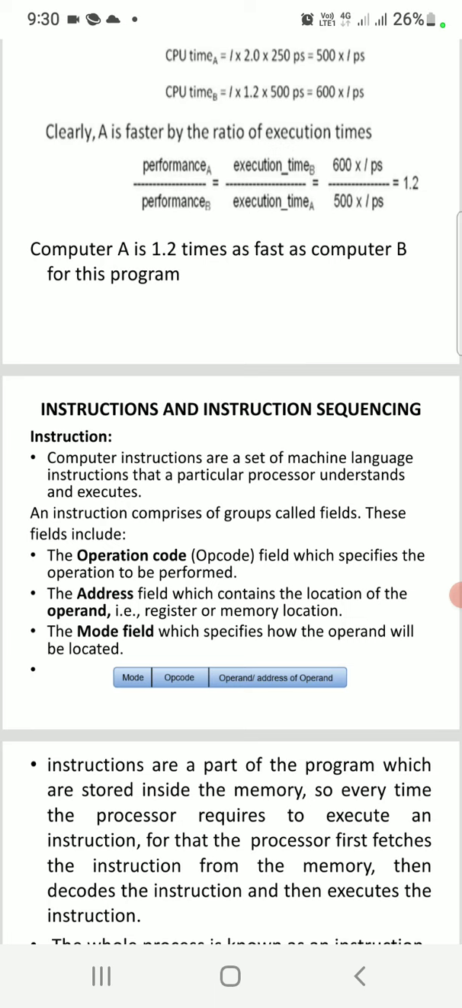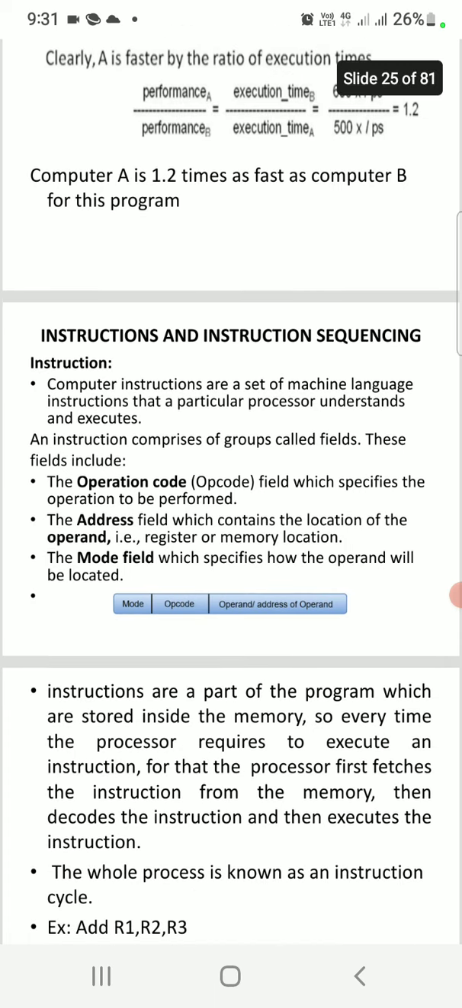We are using these three fields: a mode field, an opcode field and an operand field. The operation code is called the opcode field. The next one is the address field, which finds out the location. The third is the mode field, which specifies how the operand will be located.